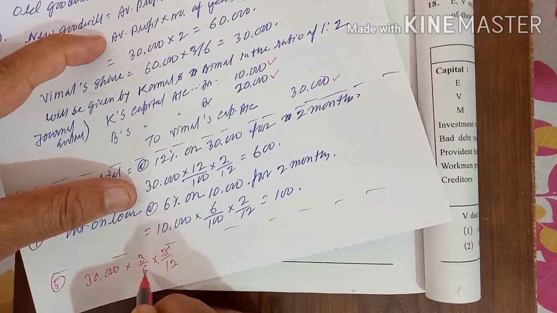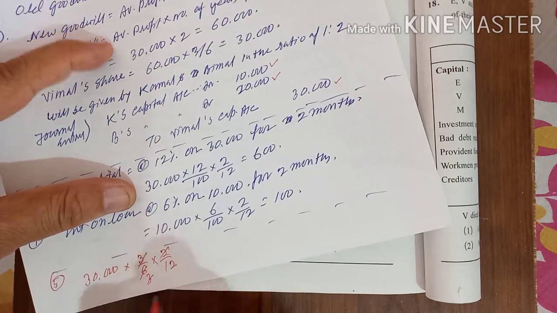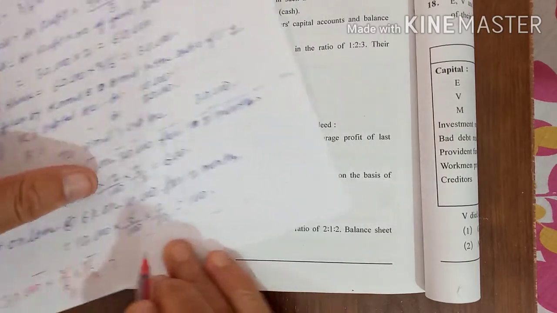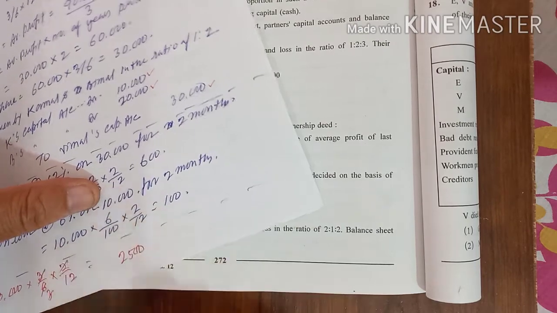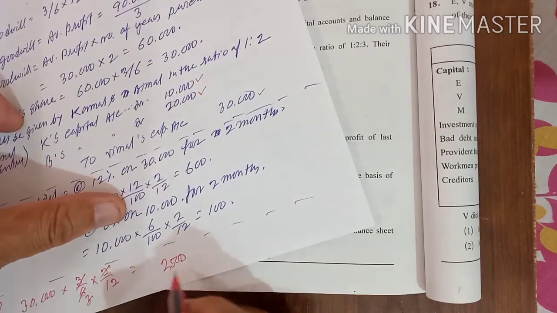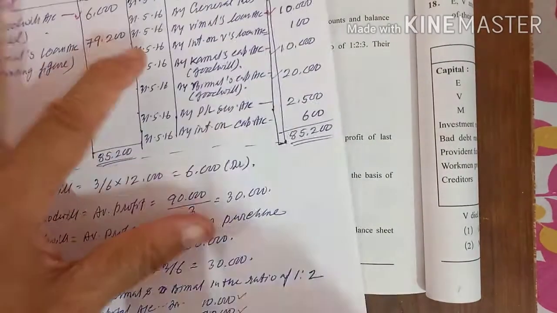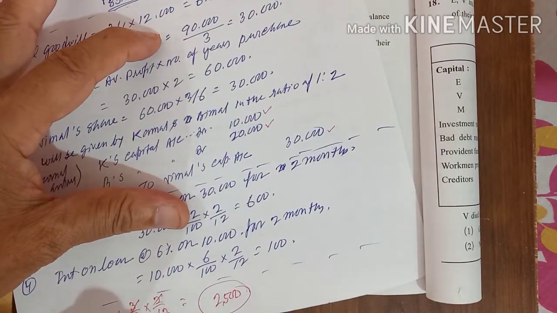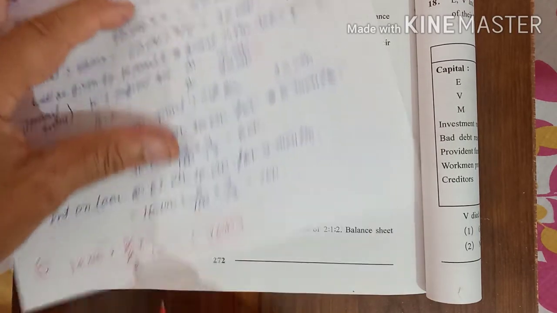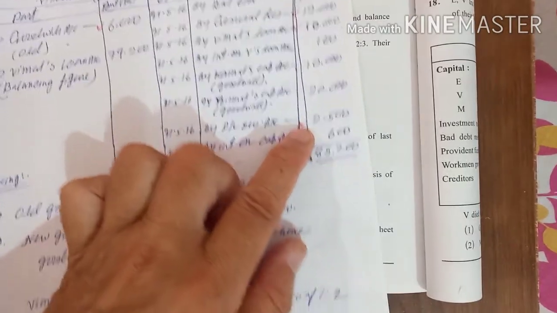This 3, this 3, this 3 is cutting, and if you calculate it, you will get 2,500. Correct? He will get a profit of rupees 2,500. Do you understand? This 30,000 divided by 12 comes to 2,500. So he will get the profit of 2,500.